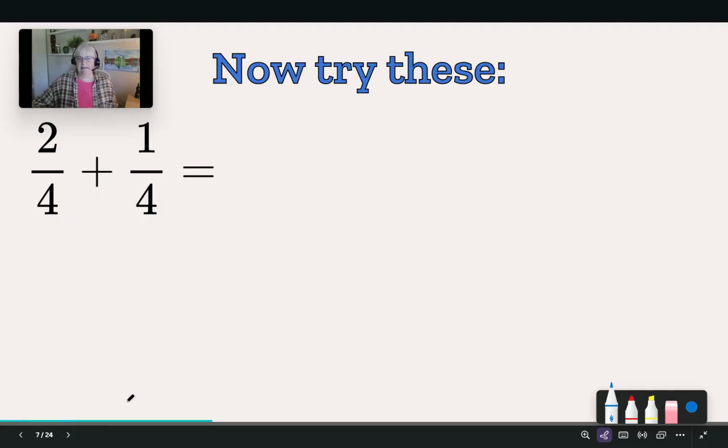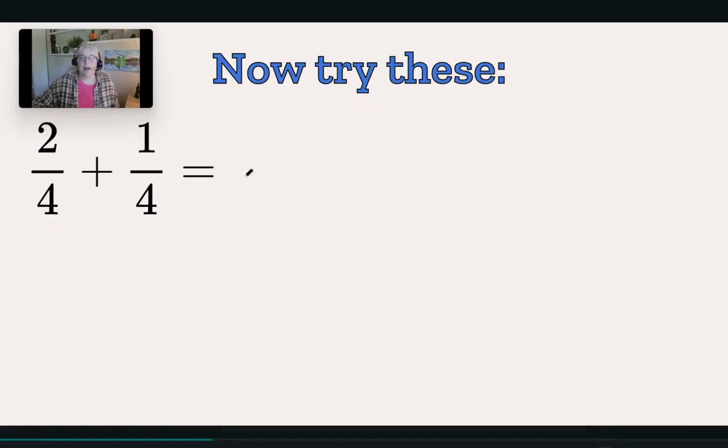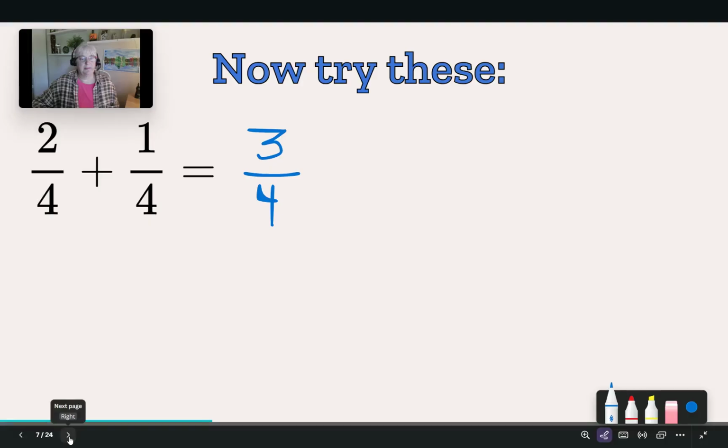All right, let's look at this example. We don't have pictures anymore. Our denominator is going to stay the same. We add the numerators, 2 plus 1 equals 3. 2/4 plus 1/4 equals 3/4.